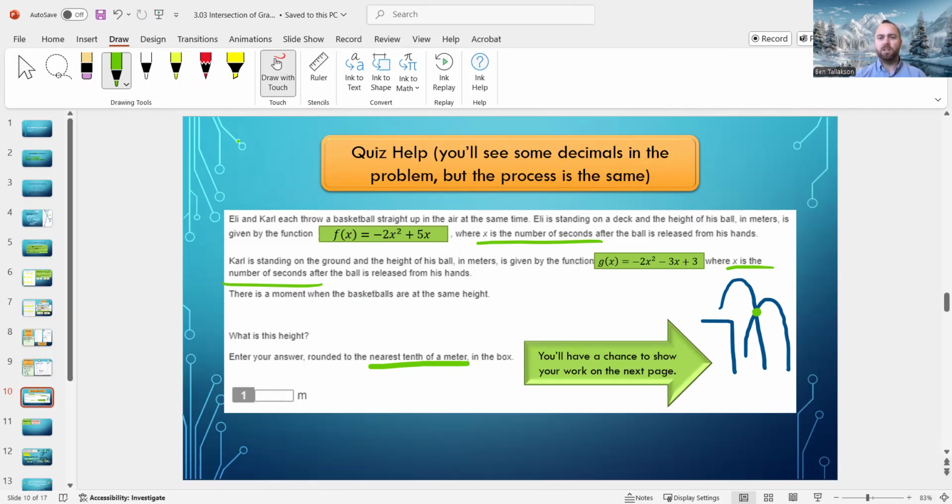Give it a try. Since we're not given a graph, how are we going to solve this? Think about that. We've done it today. Give it a moment. Give it a try right now, please.